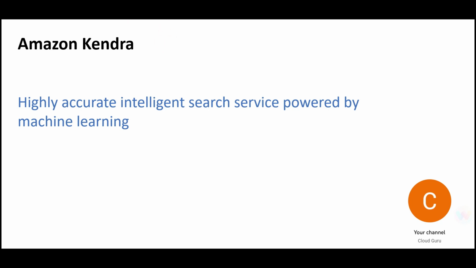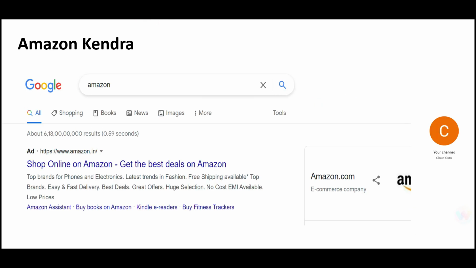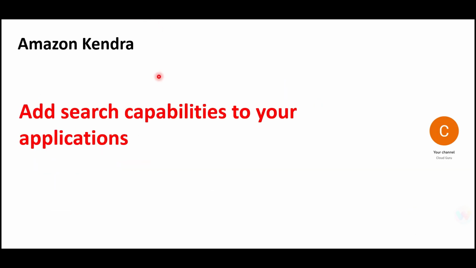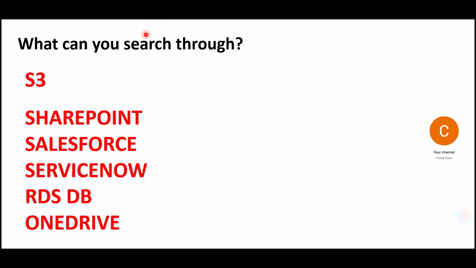Suppose you want to integrate a search facility with your application. Then you cannot call Google, right? You will have to build something so that it is usable in your corporate infrastructure. So that is the purpose of Kendra. You can add search capabilities to your applications. What can you search through?